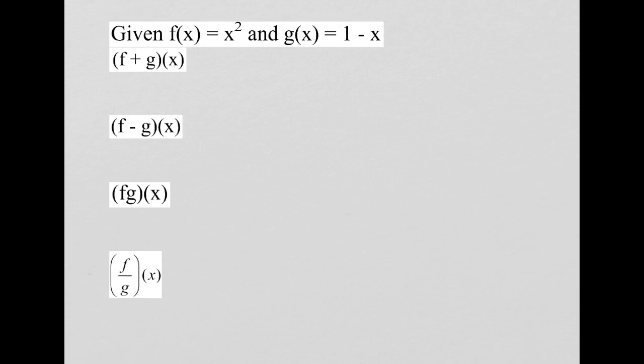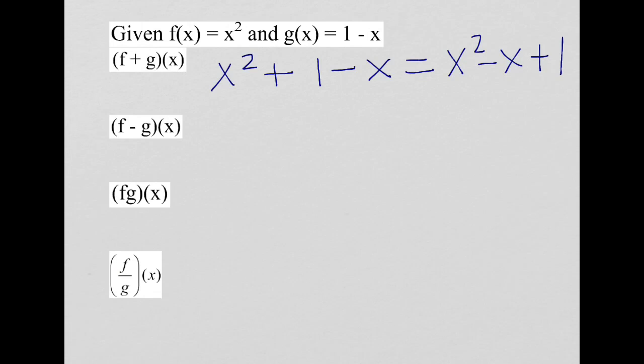Given the functions f of x equals x squared and g of x equals 1 minus x, we're going to do the following. We're going to add the two functions, f plus g of x, which means I just do x squared plus 1 minus x, which is equal to x squared minus x plus 1 when I put it in descending order.